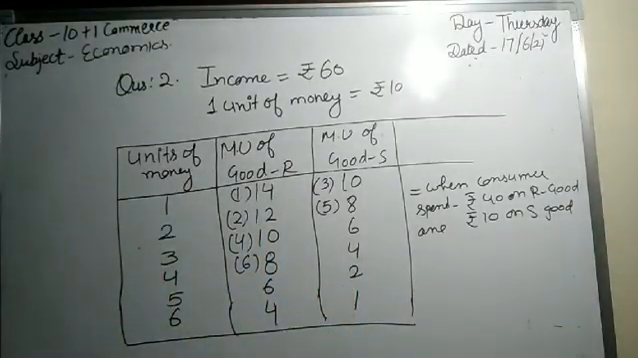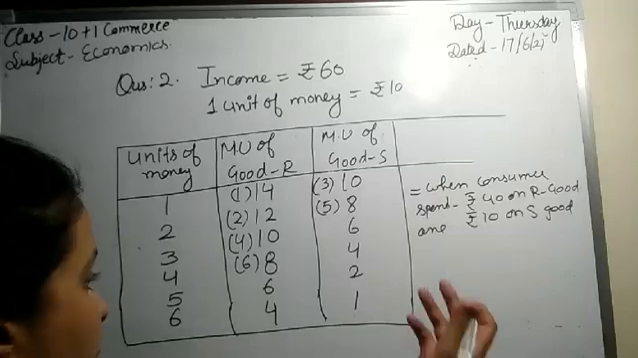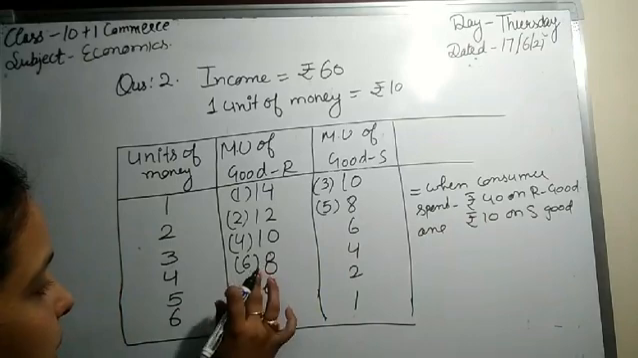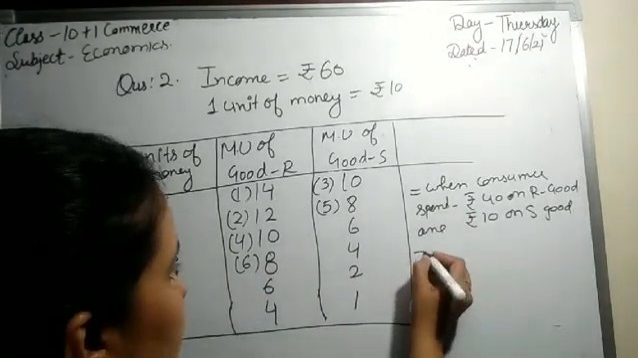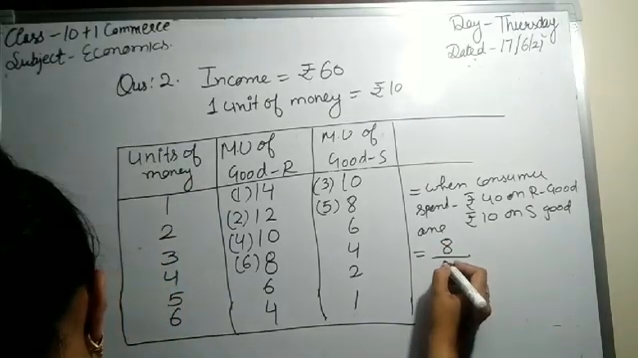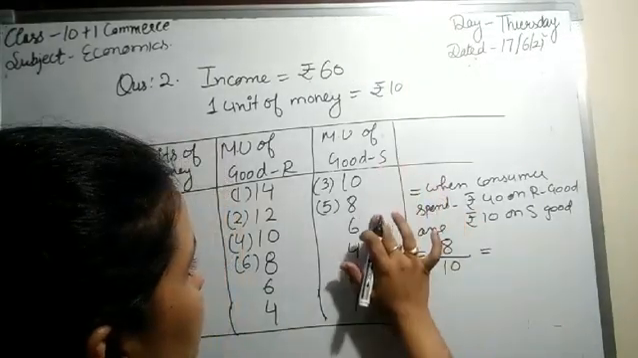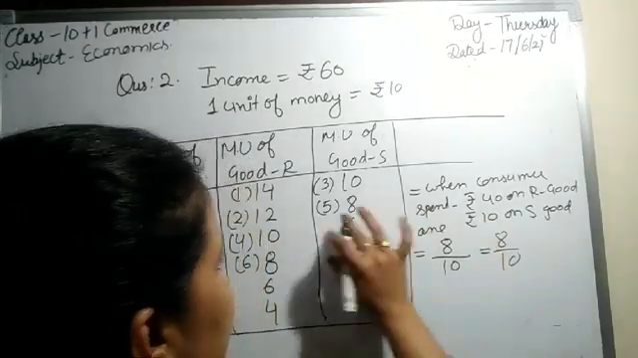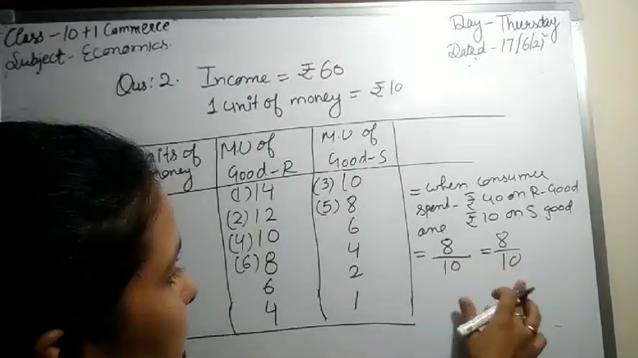Okay, so in this situation, he was in equilibrium position. How was he in equilibrium position? Because when he spent 4 units, 40 rupees on good R, the marginal utility is 8, the money spent is 10, and the marginal utility of good S is also 8, and the price is also 10 here. So in this situation the marginal utility of both is equal.